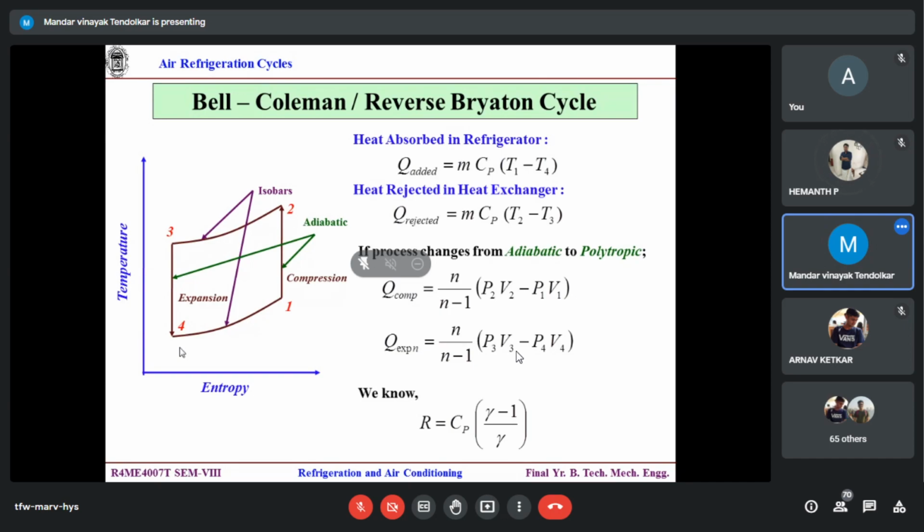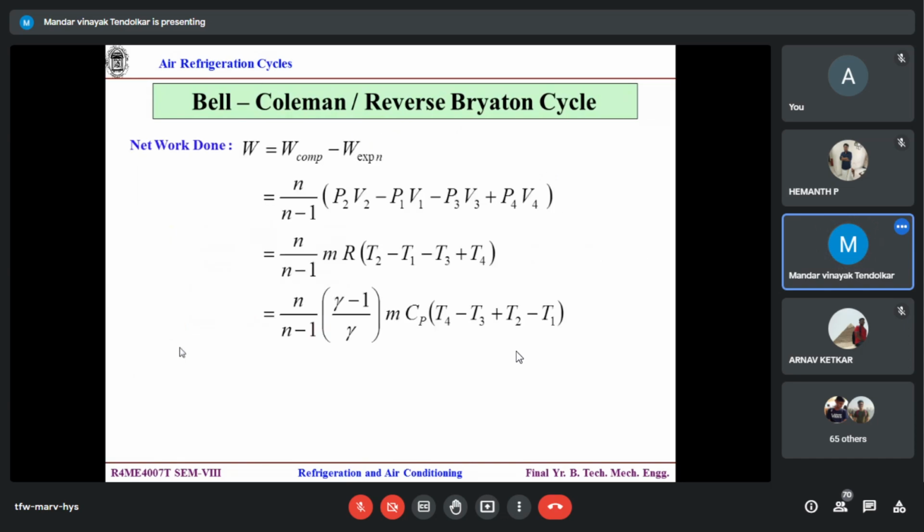Yes, sir. Fine. Now we know the interrelation for Cp, gamma, Cv, R. It was second year thermodynamics. Correct? So now I can substitute. So n upon n minus 1 and P2 V2 minus P1 V1. This is compression. P3 V3 minus P4 V4. Expansion. And there is a negative sign for this.